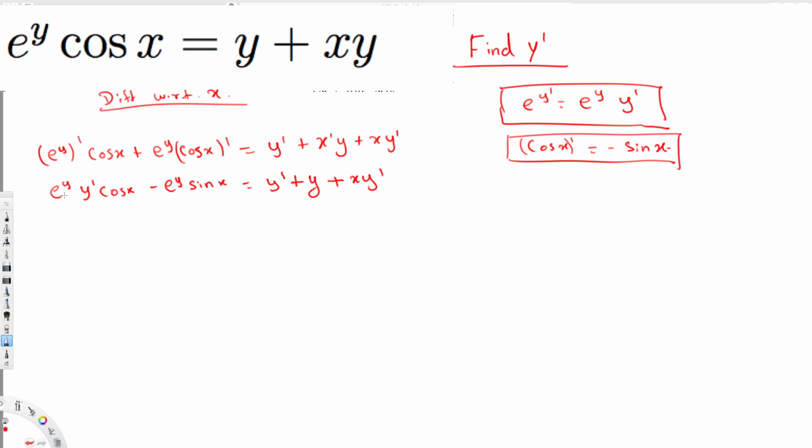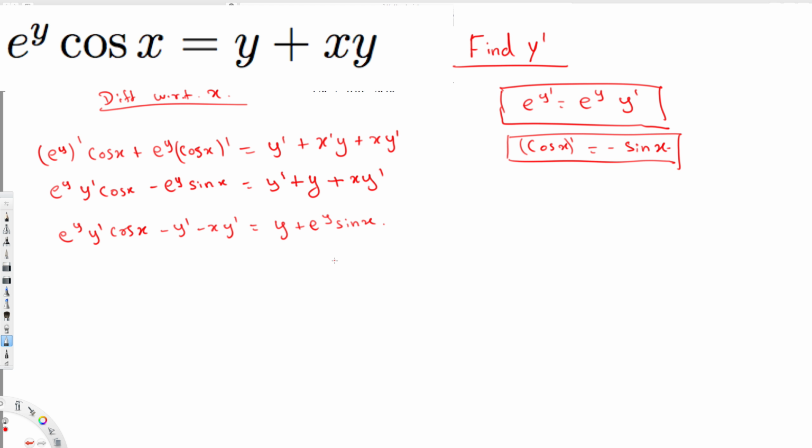And then we have found all the possible derivatives already. Now what we have to do is bring all the y prime to one side, because our purpose is to find y prime. Therefore I bring all the y prime to one side. So let's see what happens after this. So e^y y prime cos x minus y prime minus x y prime, and I take the others to the other side, and it's going to be y plus e power y sin x, and that is it.